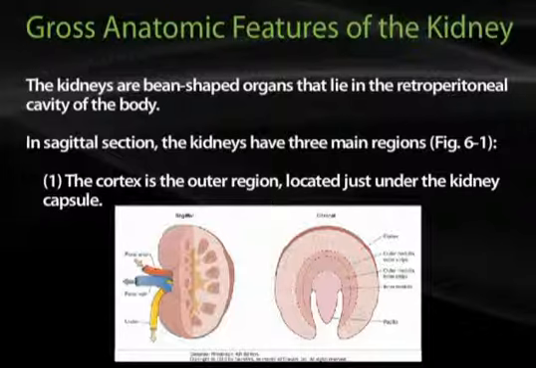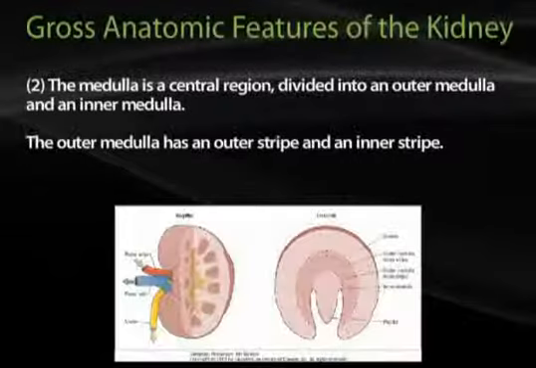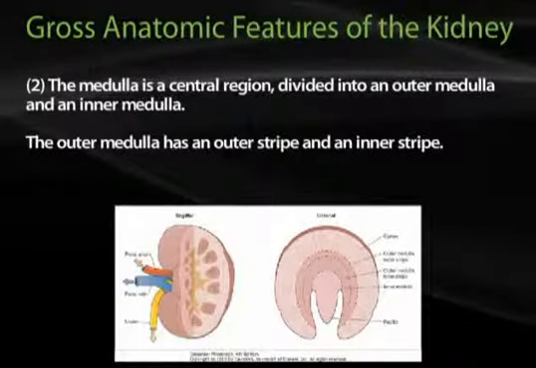The first, the cortex, is the outer region, located just under the kidney capsule. This is where the predominant number of glomeruli are located. The second, the medulla, is a central region, divided into an outer medulla and an inner medulla. The outer medulla has an outer stripe and an inner stripe.